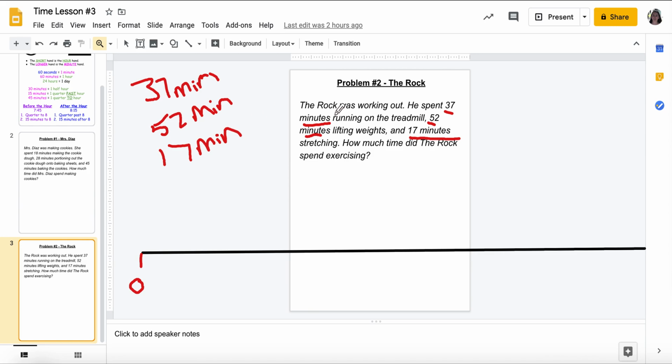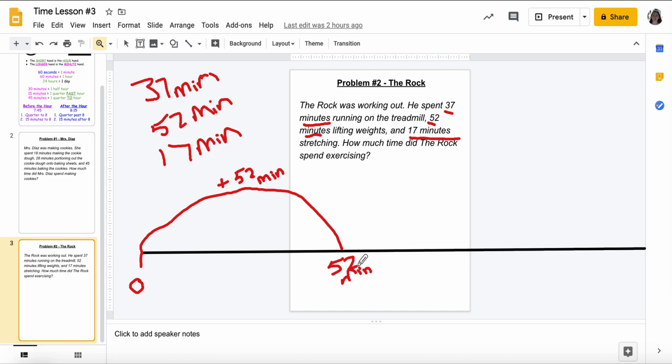So what should I do first if I'm starting at 0? Let's go ahead and add the 52 minutes. Let's do that big jump because I like to do those big jumps first. So let's do 52 minutes. So now, if I start at 0, 0 plus 52 is what? 52, right? So right now he has spent 52 minutes exercising.